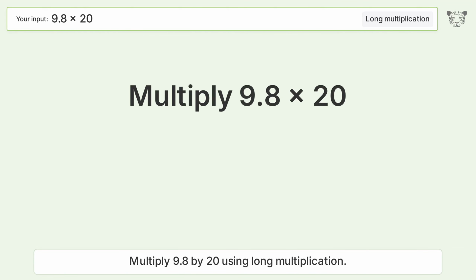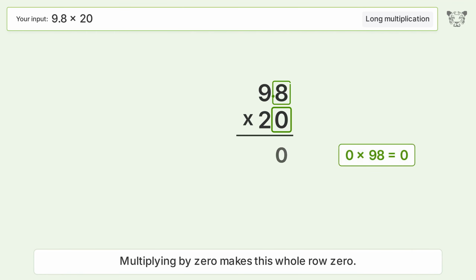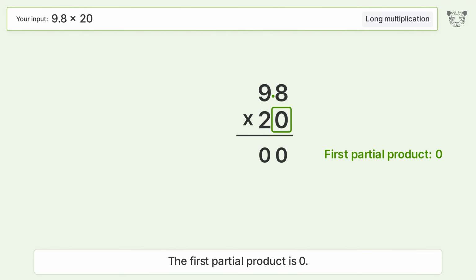Multiply 9.8 by 20 using long multiplication. For now, ignore the decimal points. Start with the rightmost digit of the bottom factor, 0. Multiplying by 0 makes this whole row 0. The first partial product is 0.